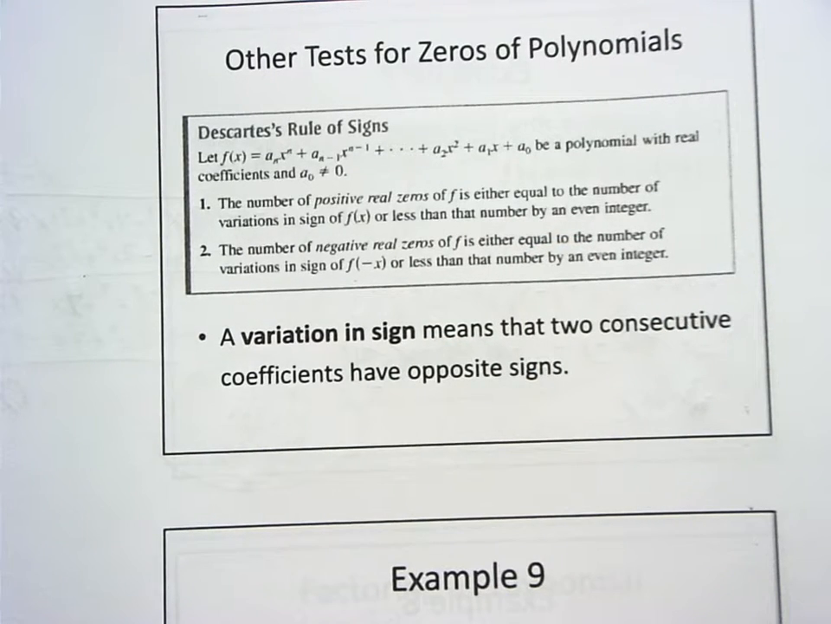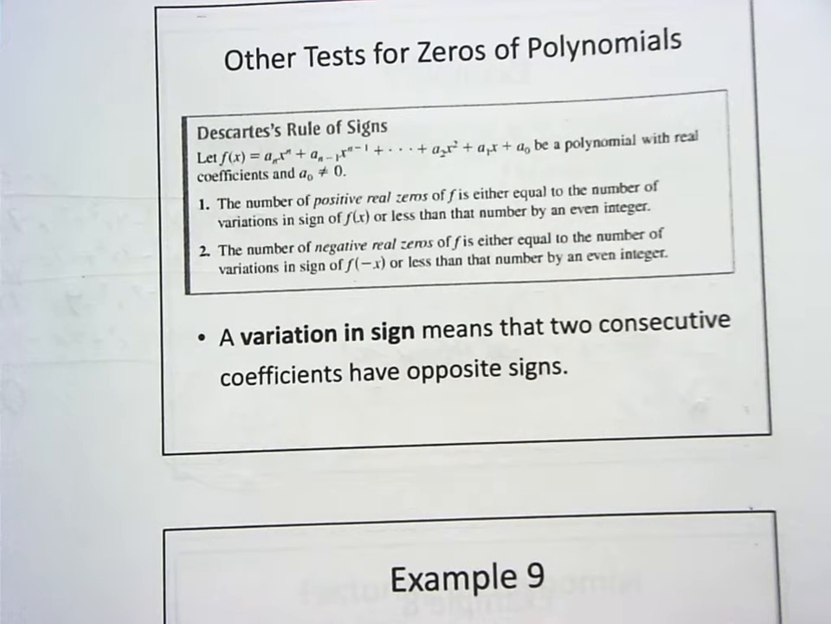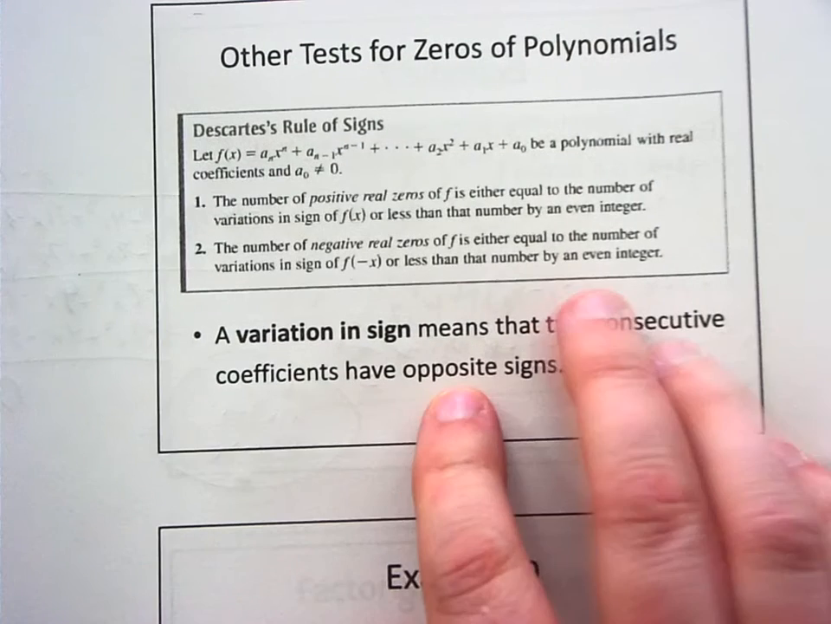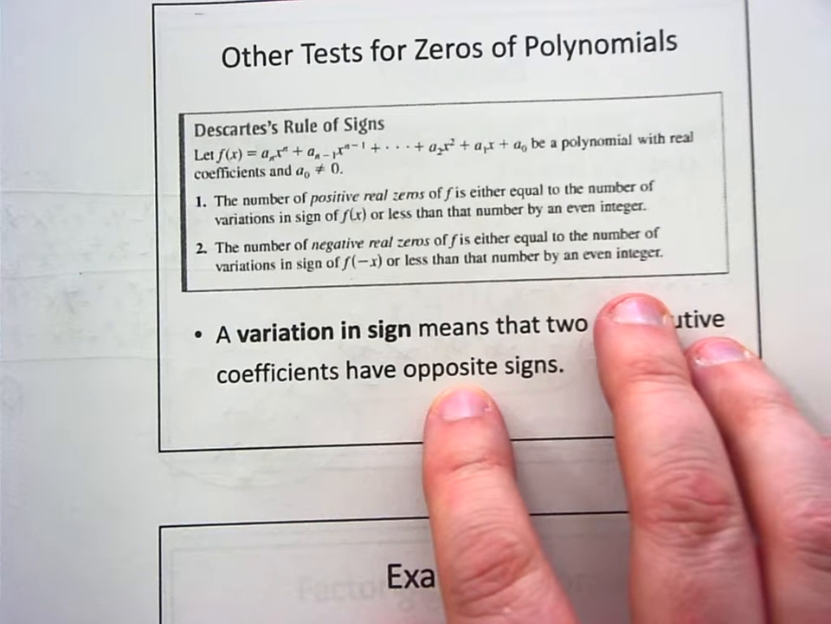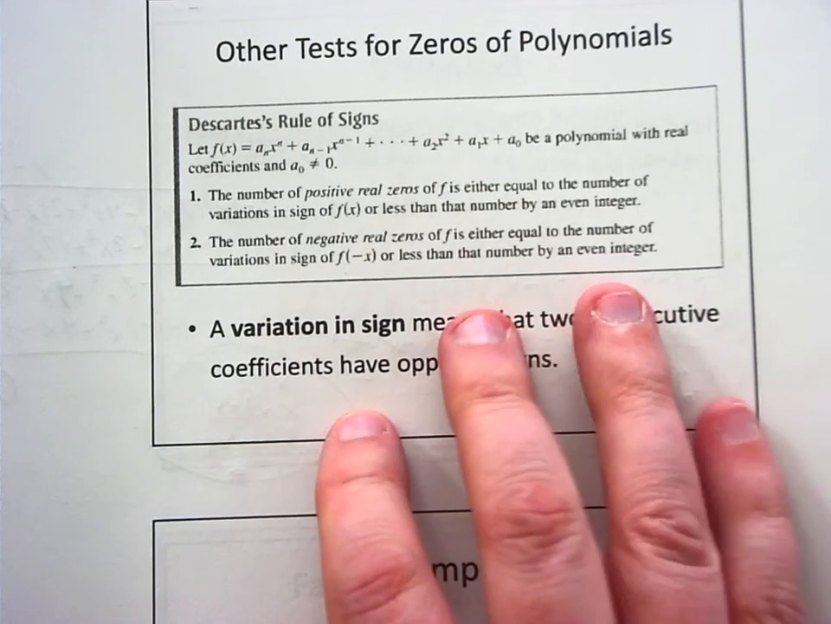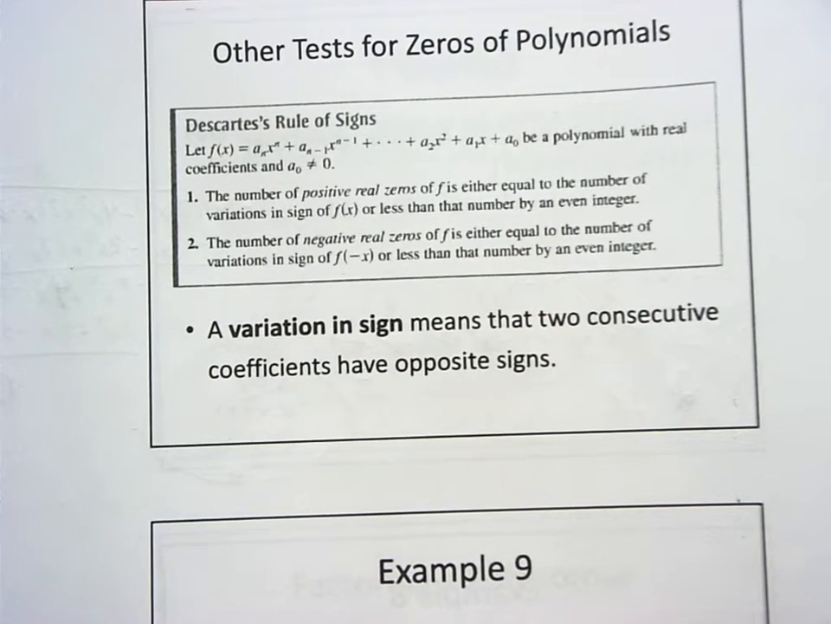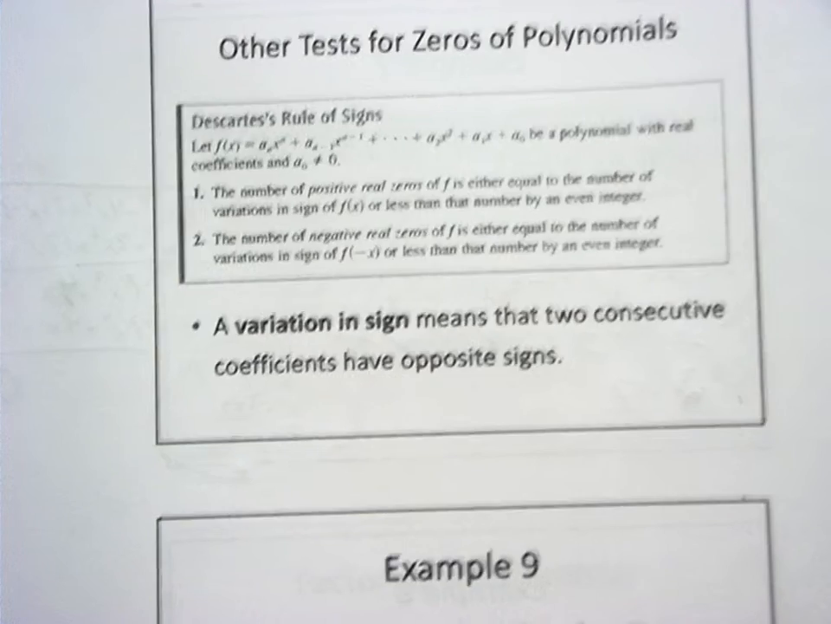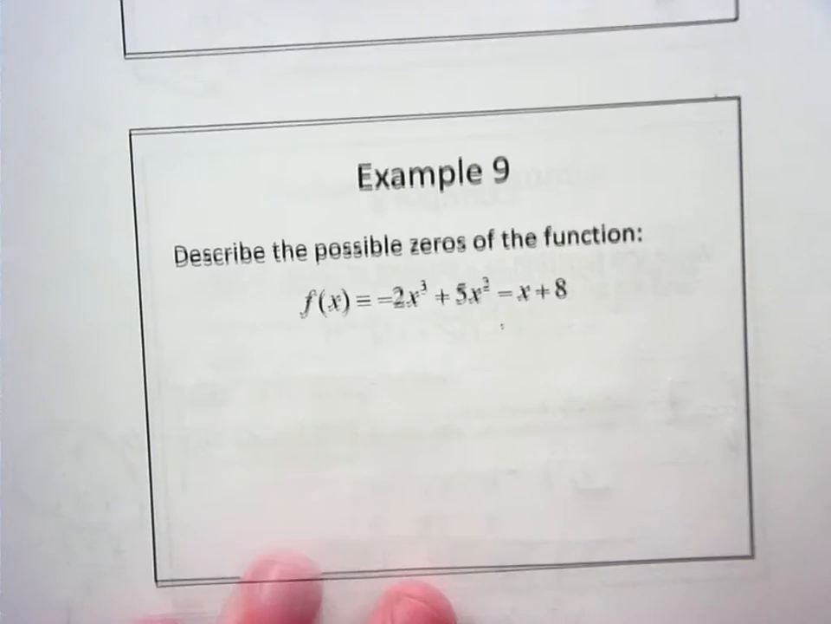If you make it f of negative x instead, so if you plug in the opposite, however many variations you have there will tell you the number of negative real solutions you have. Not integer, sorry, real solutions. But it'll always be an integer number. So the idea is you're looking at every two consecutive coefficients. If they have opposite signs, that's considered a variation. It's really weird when you first read it, but in practice it's not too hard. You just look at the polynomial.